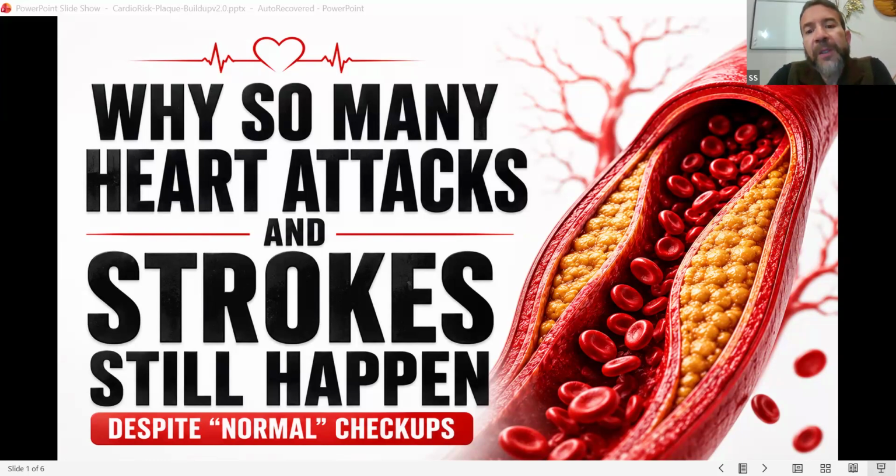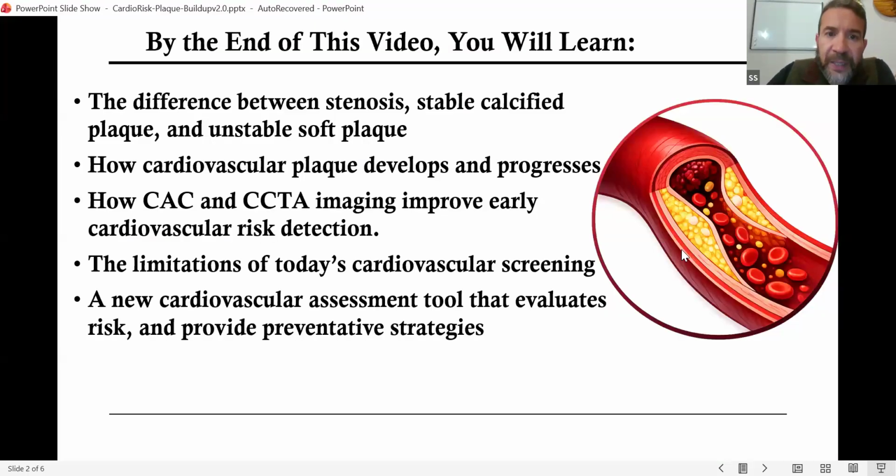Now, many of these people had regular checkups, and most of them were told everything looks fine, everything looks normal. Now, they're told everything looks fine because today's screening does not look at what drives plaque buildup, and it often misses early signs.